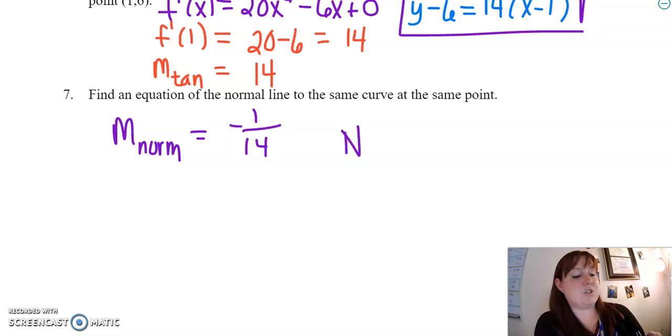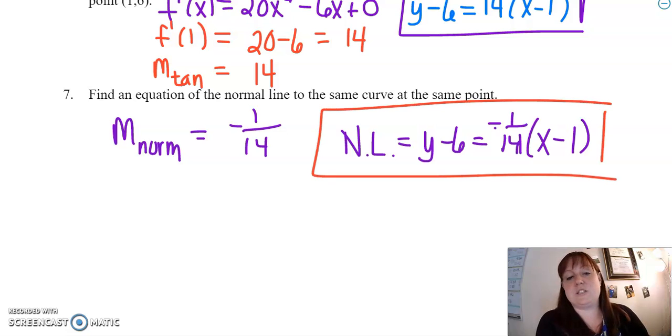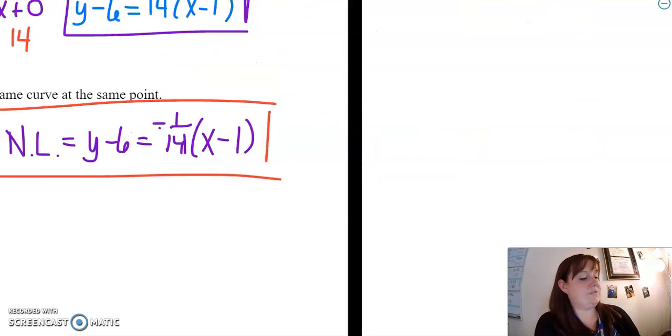And so the actual equation for the normal line would be y minus 6 equals negative 1/14 (x minus 1). Because it still goes through that same exact point, it just has a different slope. Let's look at non-differentiability now.